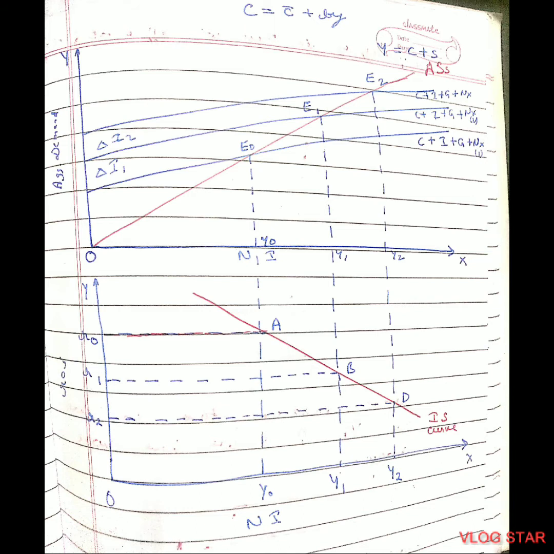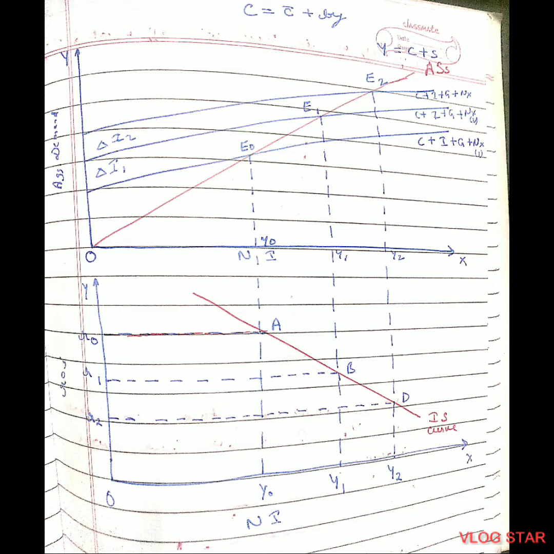And one more thing, why are these blue lines not coming out from the origin? There is one logic that our demand, our consumption can never be zero. Even if a person is earning or not earning, he has to consume something, right? Minimum consumption would be there. So it can never be zero, so it will not start from the origin, that is zero.